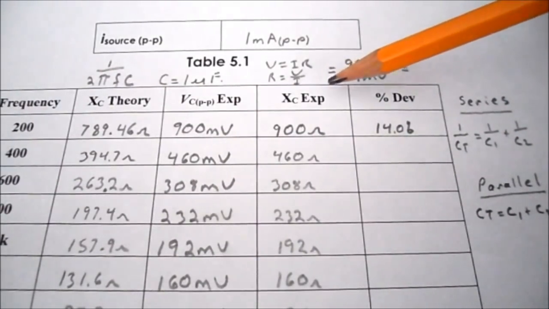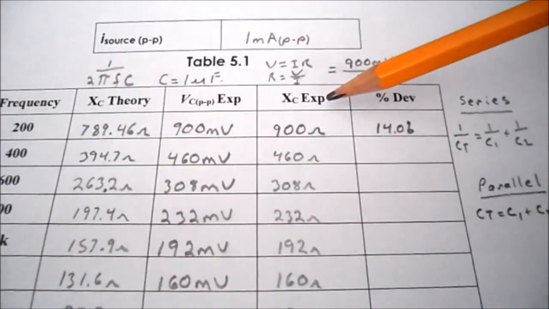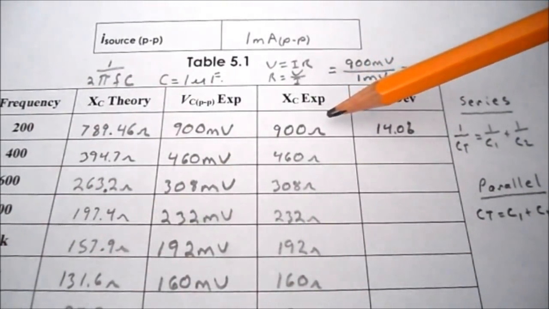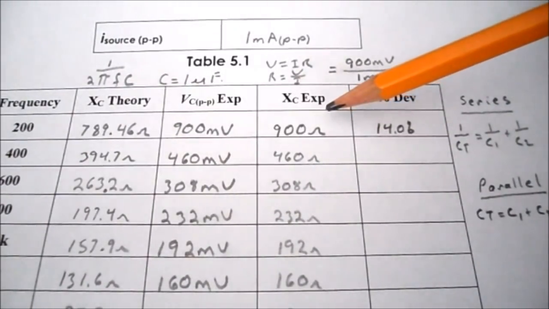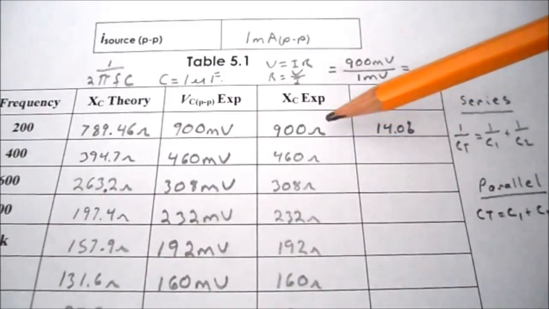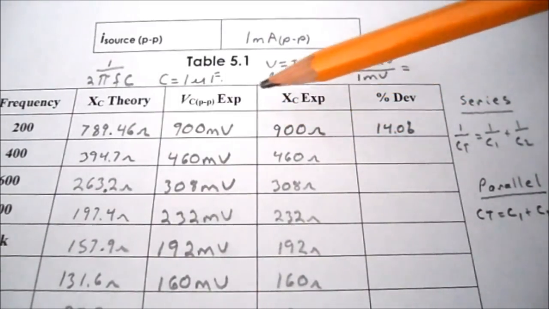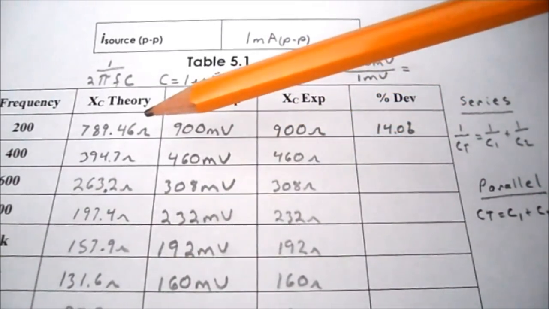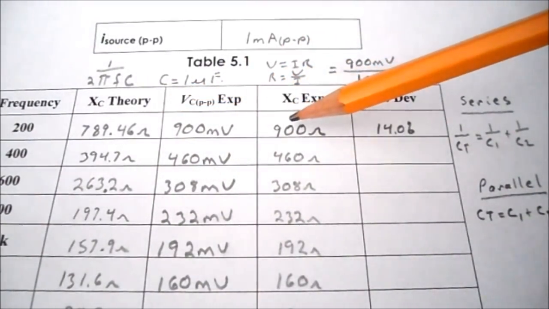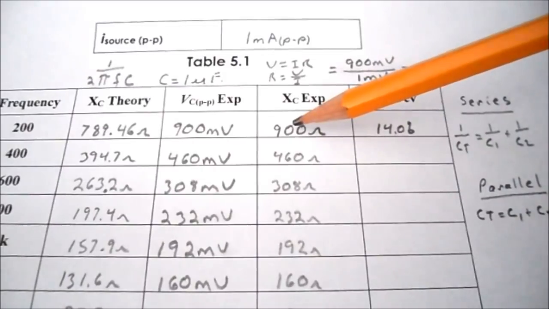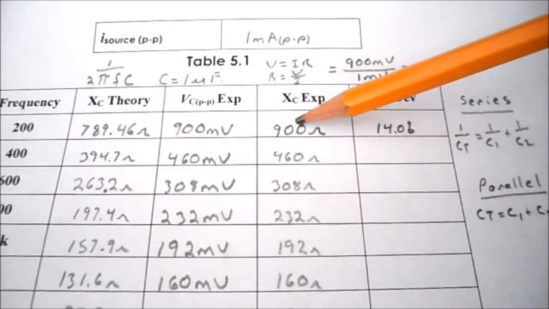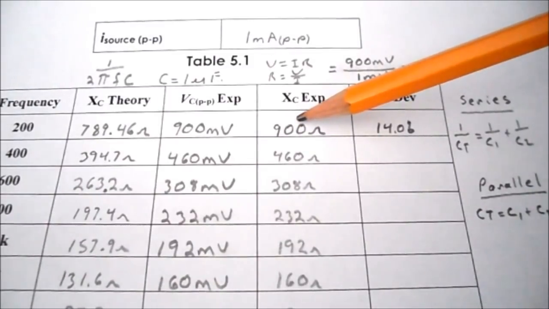So the extra capacitance added to our circuit from just the connections we used on the breadboard decreased the amount of capacitance and actually increased the amount of XC that we're seeing in our results. So the increase from 800 ohms to 900 ohms was actually caused by the extra capacitance of wiring our circuit together using the old trainers and wires pressed into the breadboards.